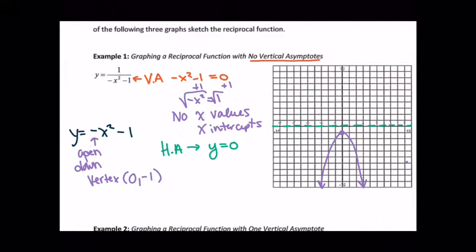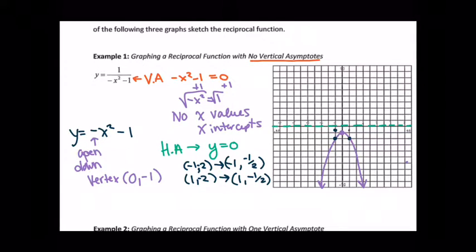Let me take two points here. I'm going to use negative 1 and 2, and the reciprocal function would become negative 1 and 1 over 2. So you're doing the reciprocal of your y value. So that's that point, and it would come up to here. The other point I'm going to choose is positive 1 and negative 2, and it's going to become positive 1 and negative 1 over 2. So that one will look like here.